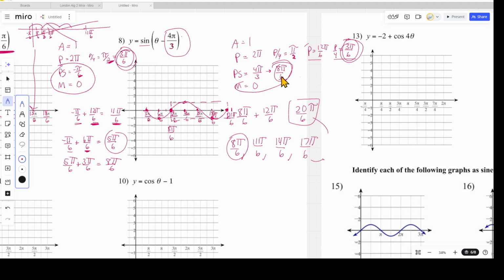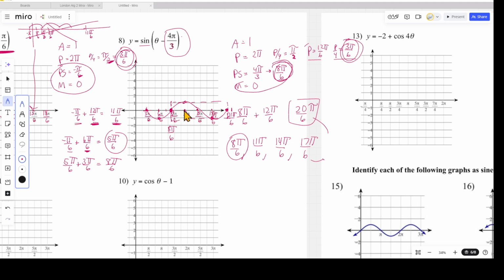All right. So once I have my starting point, I graph that. 8 pi over 6 is about right there. So that's 6 pi over 6, 9 pi over 6. So 8's got to be right there. 6, 7, 8, 9. And then I go up in amplitude, down in amplitude.